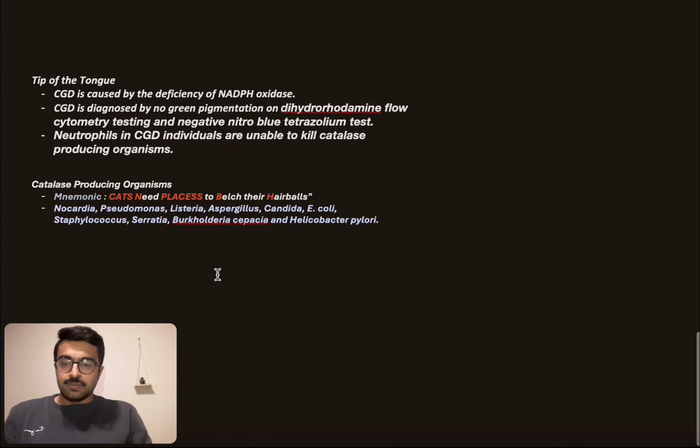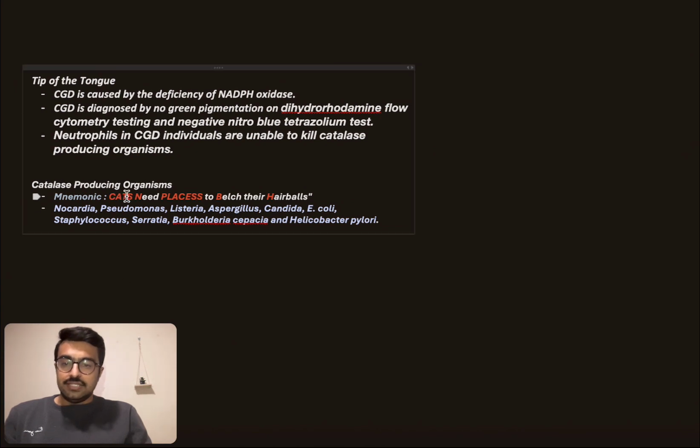And last but not the least, what I present to you guys is the common mnemonic that we have seen in most of the common books, including First Aid. The catalase producing organisms are really important to know, because sometimes they are tested as part of the different options, asking which organisms can be infective, can cause disease in the patients with CGD. So we need to select the organisms in some of the questions. So it's important to know which organisms produce catalase.